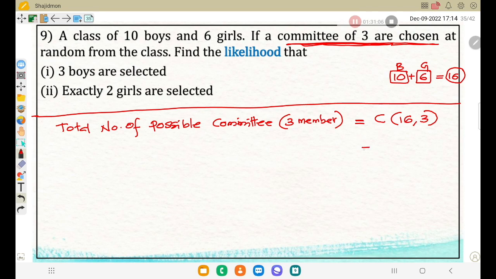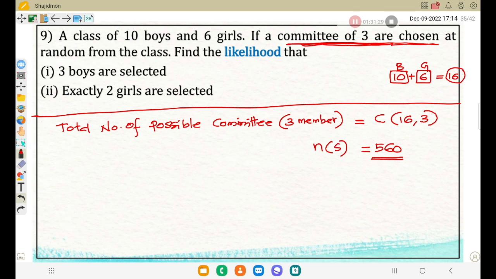So you will get 560 combinations. This is the number of elements of the sample space. Total students 16, 3 students we are taking at a time. So the total number of elements of the sample space equals 560. Number of outcomes favorable to the sample space equals 560.